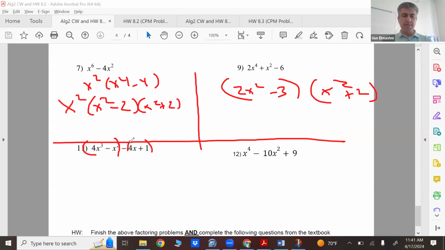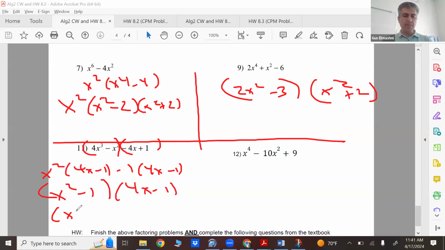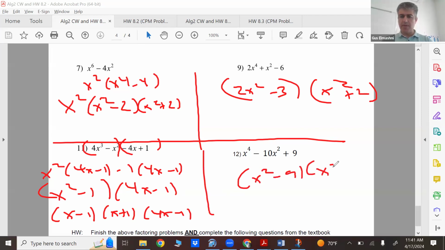Factor by grouping again. Factor out x squared, x minus 1. Factor out negative 1, 4x minus 1. x squared minus 1, 4x minus 1, x minus 1, x plus 1. And then here, that's x squared minus 9, x squared minus 1. Break it down even more, x minus 3, x plus 3, x plus 1, x minus 1.